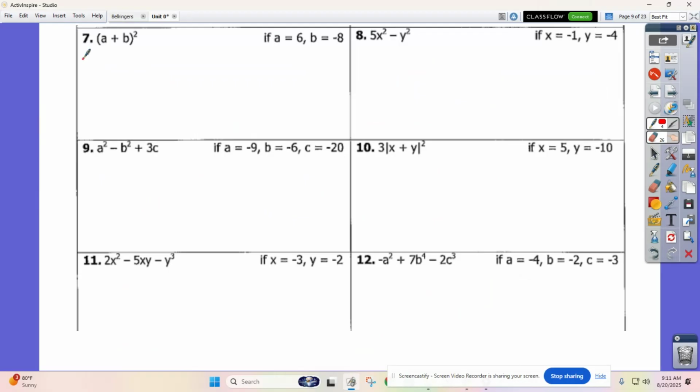Next, in place of the A, I'm going to put a 6. In place of the B, a -8. And the whole thing gets squared. So the first thing I do is what's inside. 6 plus -8. Different sign, subtract, keep the sign of the larger number. Keep that in parentheses. -2 squared is a +4.